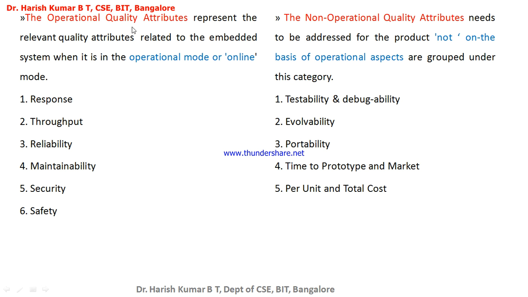So first we'll understand the operational quality attributes. They represent the relevant quality attributes related to the embedded system when it is in the operational mode or online mode, when it is providing the service. These are all the quality attributes which define the behavior of the system when the embedded system is online and providing the service. Now, an example of an operational quality attribute is the response.